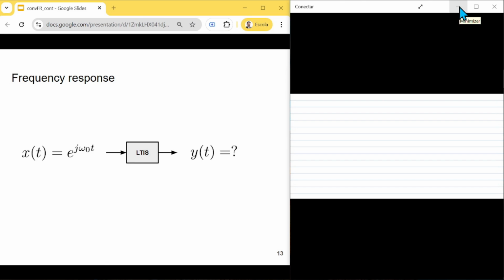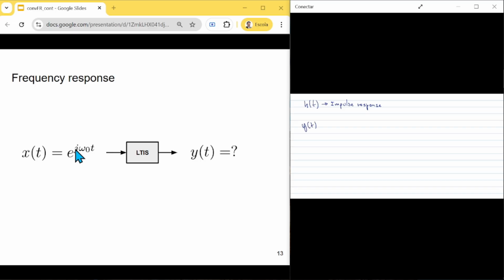Now, let's see what happens when we input a complex exponential to a linear time invariant system. What do we get as a response, as an output? We're going to do just the same as we did for discrete time signals. We're going to put this inside the convolution integral. So assume that we know the impulse response of the system. Okay, it's the impulse response.